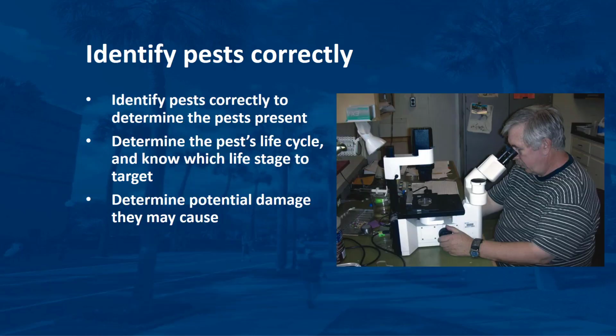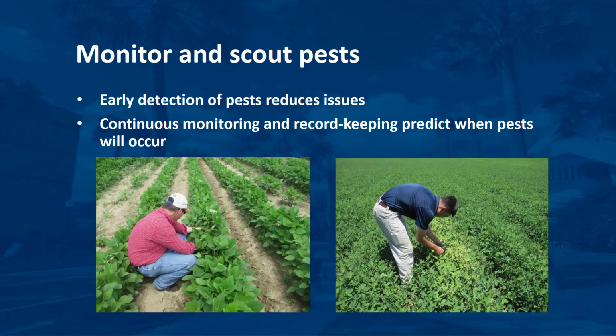First, determine the identification of the pests. Most pest management practices, including pesticide use, are effective only against certain species of pests. Because of this, you must know which pests are causing the problem before you choose a management practice. You need to identify pests correctly to determine the pests present, determine the pest's life cycle, and know which life cycle stage to target. For example, an insect pest, whether it is an egg, larva or nymph, pupa or adult, and determine potential damage they may cause.